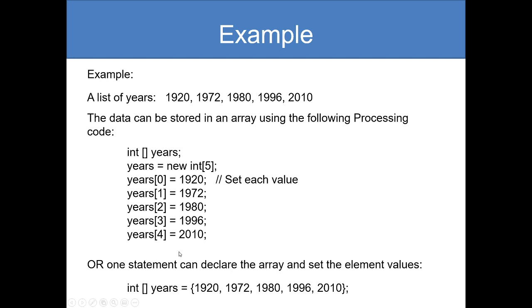Or, because these aren't going up by the same amount each time, we could declare the array and set the elements right off the bat and say, okay, we're going to have an array called years, and they're going to be integers, and here are the 5. And you'll notice in this one, we don't actually have to say how many it is. It takes from this information and says, oh, we only need 5 spots.